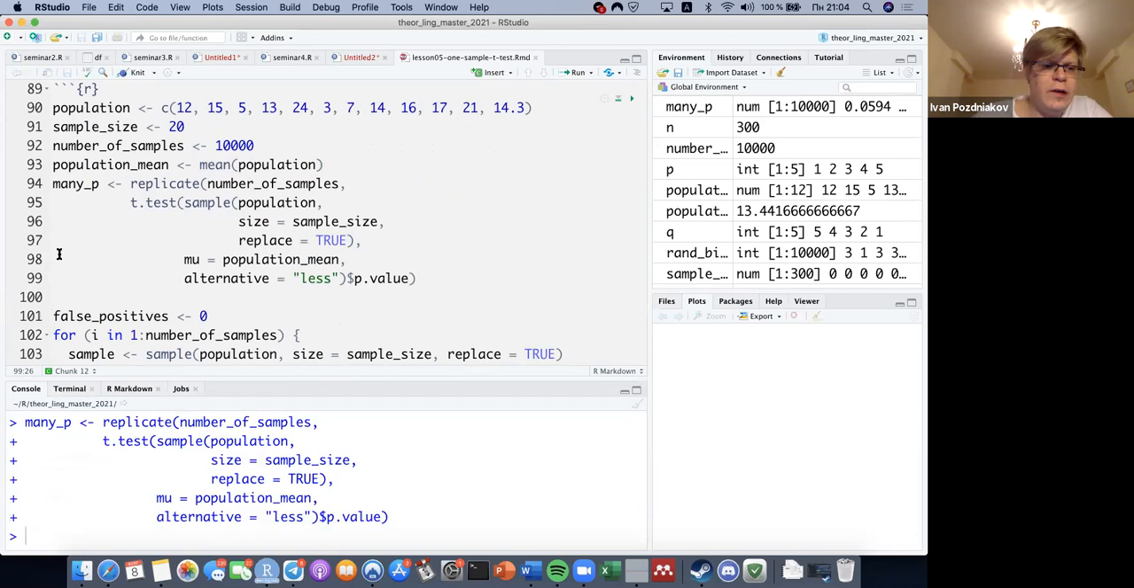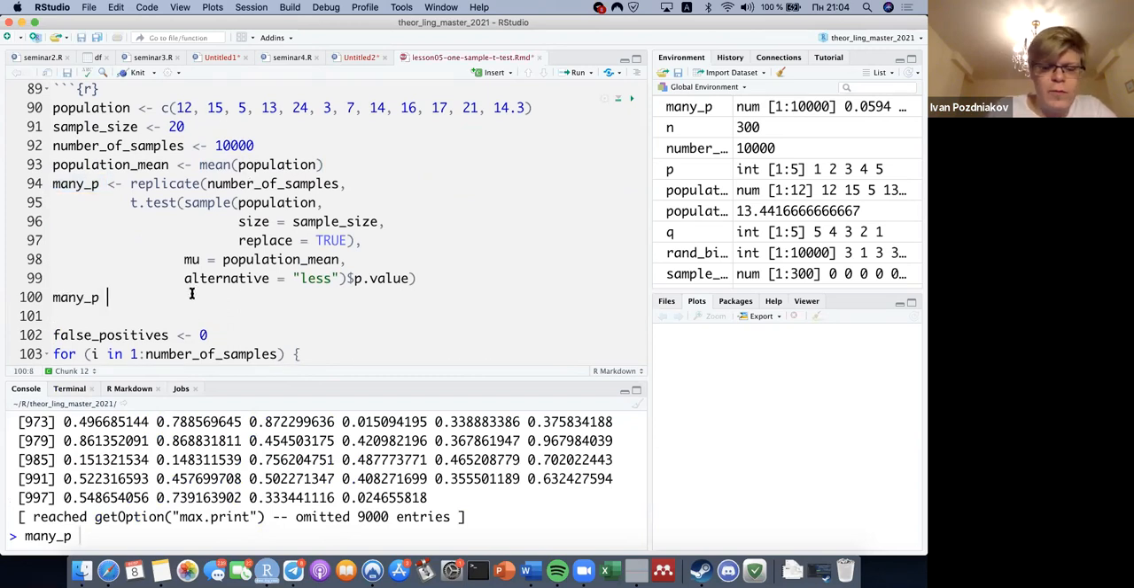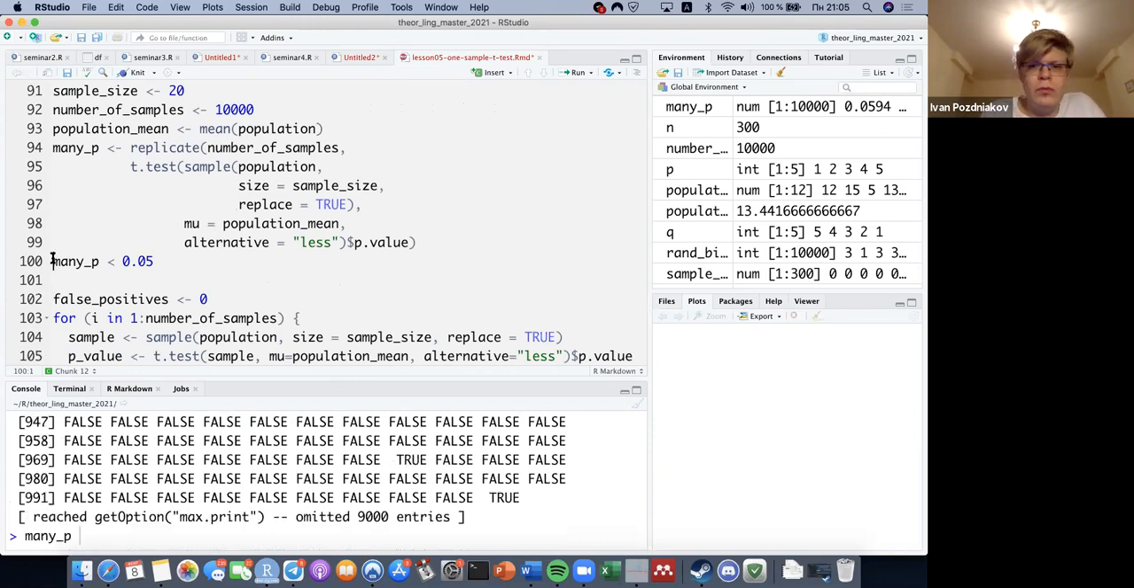Yeah, we calculated, and here we can see this vector of p values, and we can compare this vector of p values to 0.05, and we will get a logical vector where we get true if the p value is less than 0.05, and false otherwise. It will be like this: false, false, false, false, and sometimes true. So how often do you think we'll get p values that are less than 0.05? What do you think?